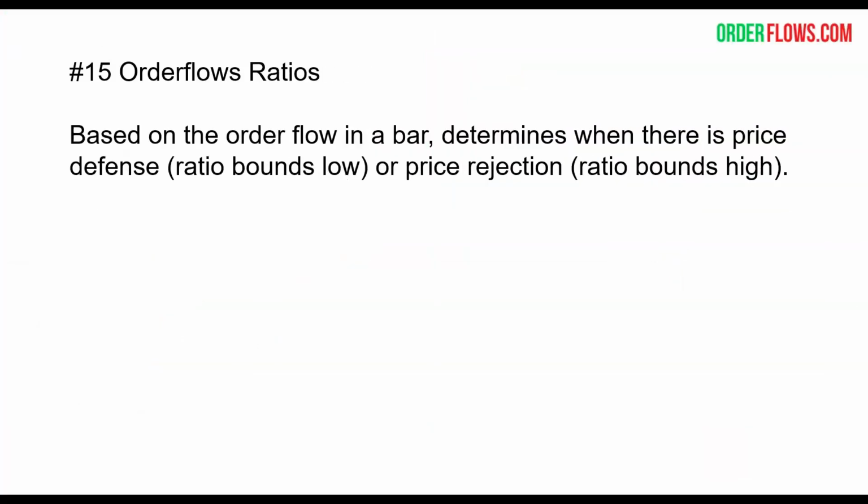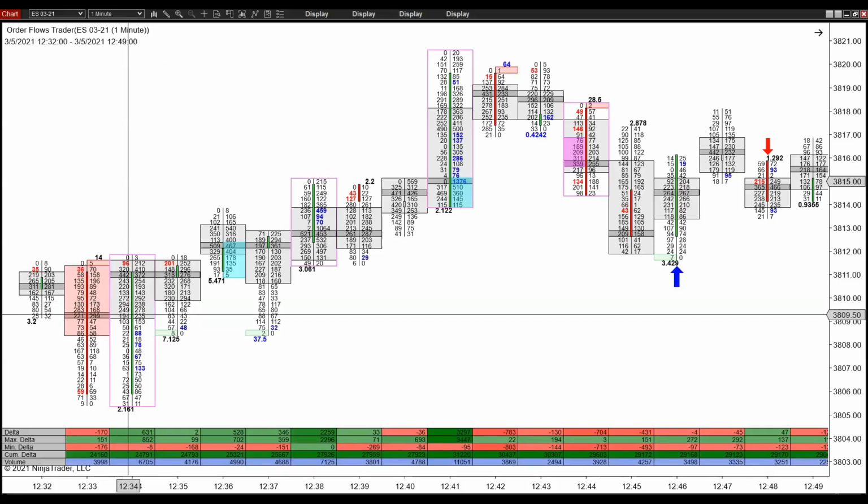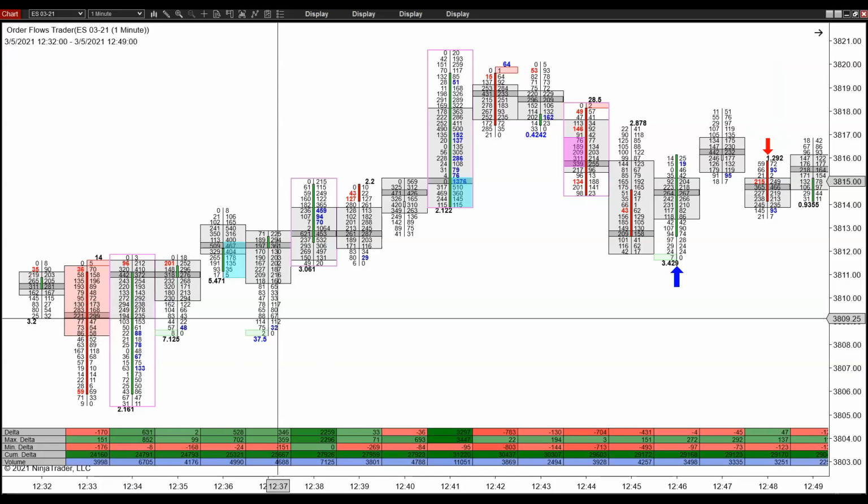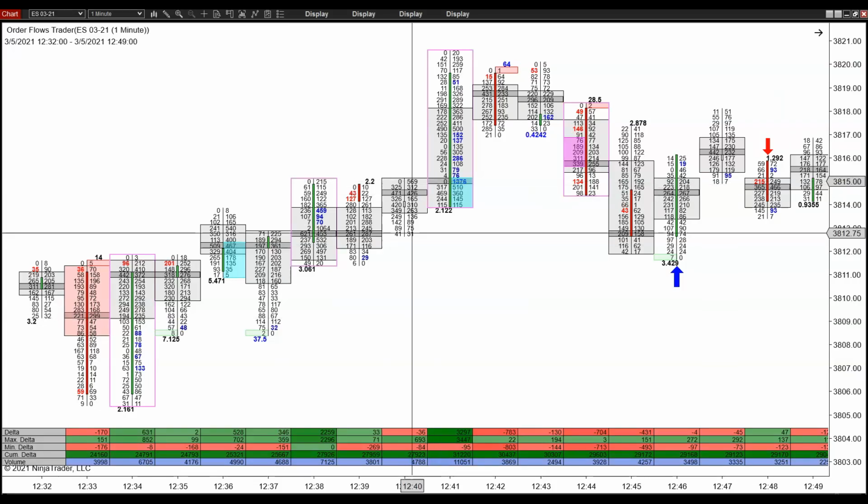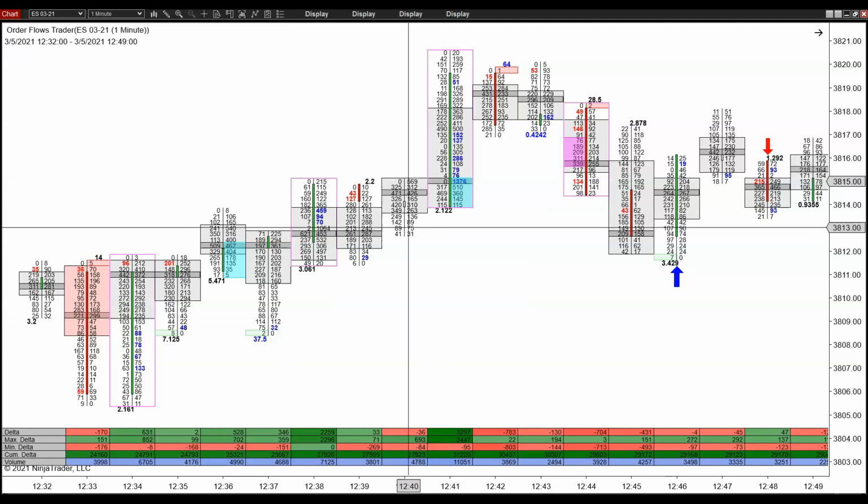Now, ratios. Okay, now inside the handout section, there's a download you can download on order flow ratios, and it's based on order flow in the bar, right? And I'll probably be sending this out to you by email for all you guys that are attending. What it is, it's going to show you price defense or price rejection. Okay. And every bar, every green bar or red bar, is going to have a ratio, okay? And bars that are doji candles, open and close at the same level, like this one here, have no ratio above or below.